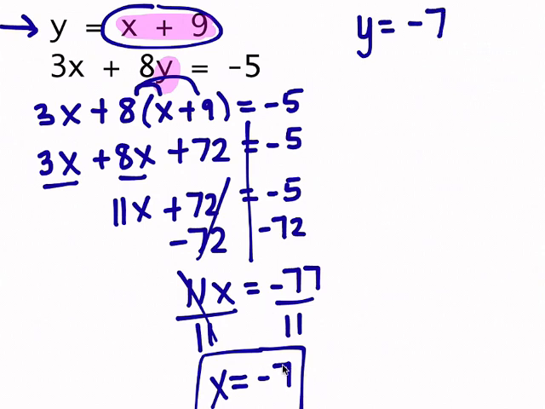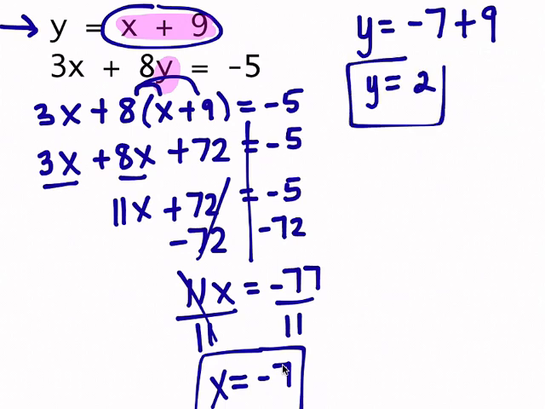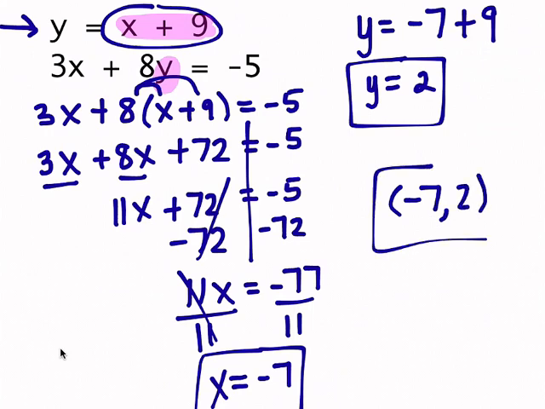So y equals x plus 9. And simplify. y is equal to negative 7 plus 9, which is 2. So now that I have my x and my y, the point at which they intersect would be negative 7, 2.